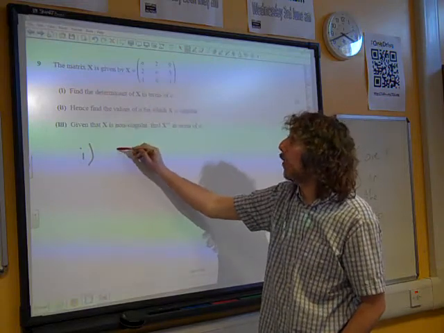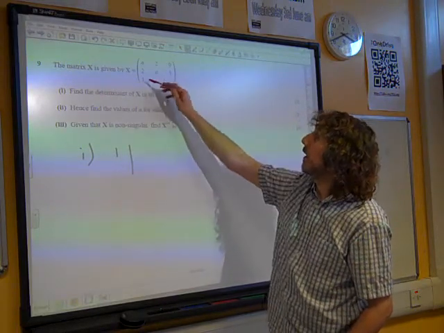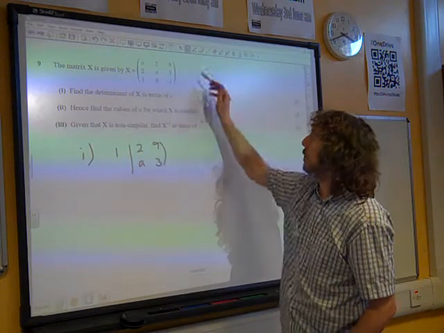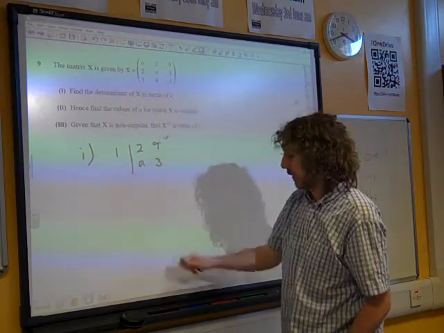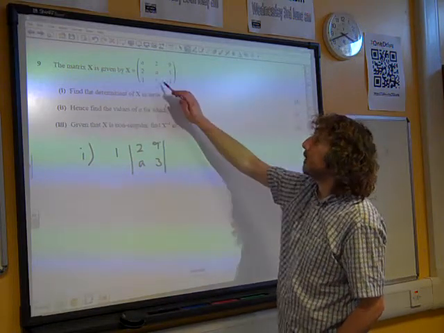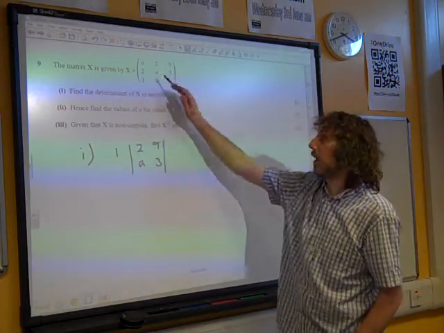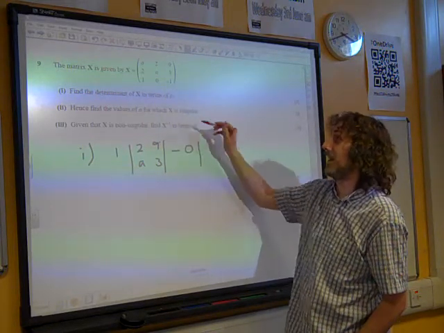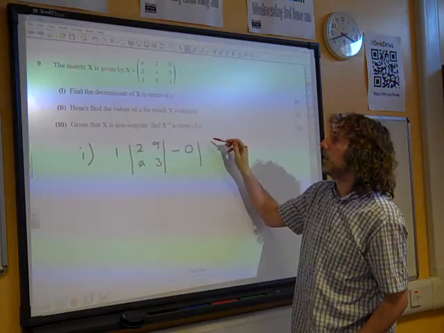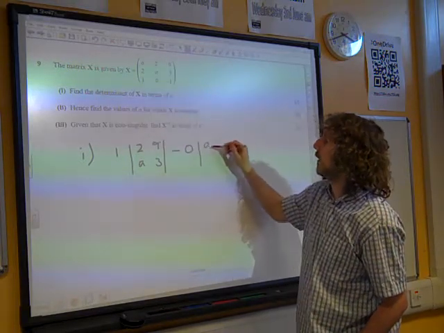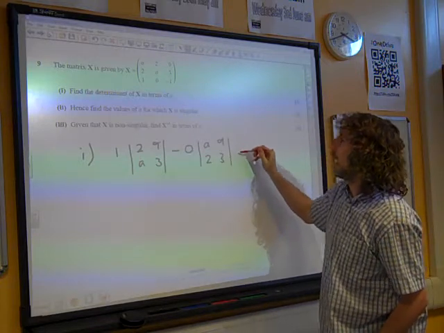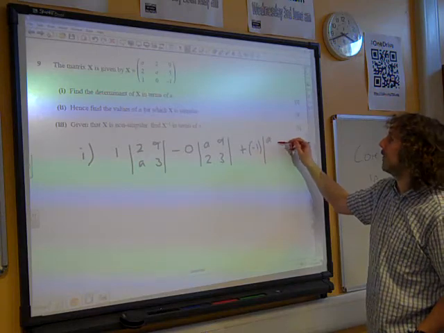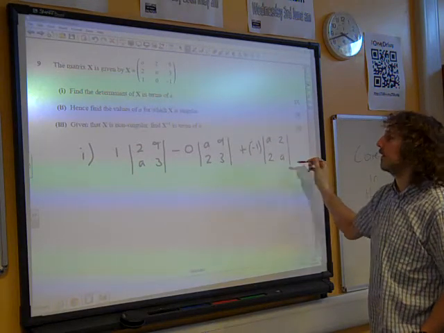The bottom row is going to be 1 times that minor determinant there, 2 9, A 3, and then it's going to be 0 times that bit. For completeness I'm going to write it. It'll be minus 0. Not that that matters. A 3, A 9, 2 3. And then you'd have plus minus 1 times A 2, 2 A.